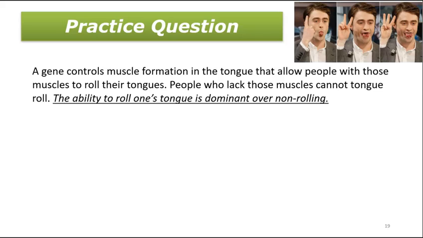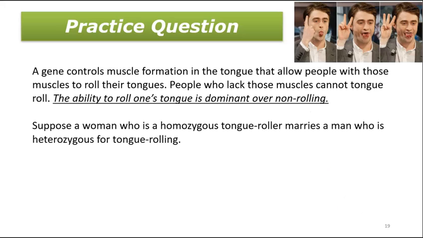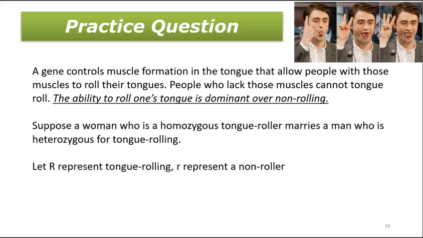The Punnett square is a simple chart method where each square represents a possible allele combination. So, a practice question: we have a gene that controls muscle formation in the tongue that allows people with those muscles to roll their tongues. People who lack those muscles cannot tongue roll, so that would be homozygous recessive. The ability to roll one's tongue is dominant over non-tongue rolling. Suppose a woman who is homozygous as a tongue roller marries a man who is heterozygous. By heterozygous, this person is a carrier for tongue rolling. We're going to say that capital R represents tongue rolling, whereas lowercase r represents a non-tongue roller.